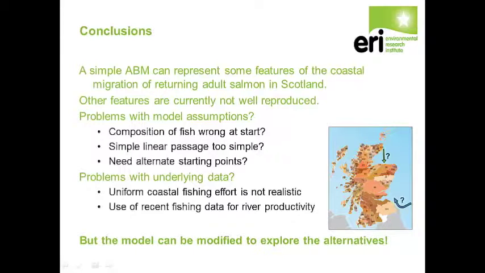So I said that fish have a constant, if you like, a uniform probability of being captured at each time step when they're in coastal waters. This is very likely to be wrong, as coastal fishing effort was much greater in some fishing districts than others. But the model can be modified in a number of ways to explore some of these different alternatives and to see how changes in the underlying assumptions affect the outcome of the model.